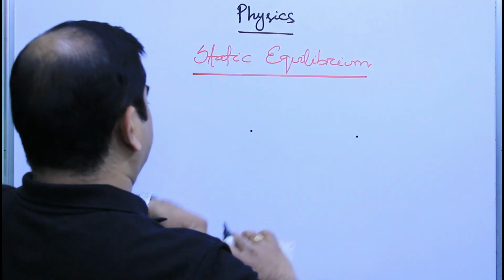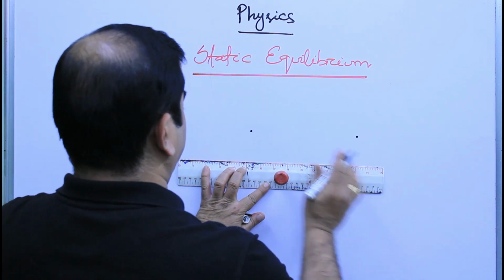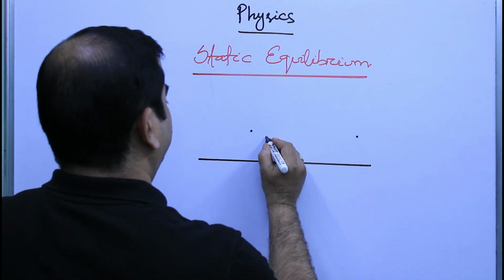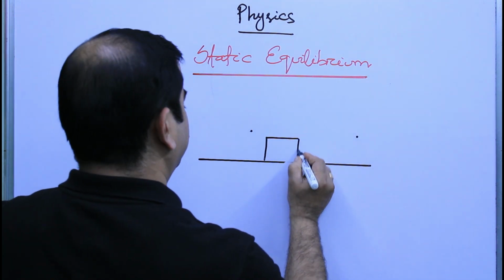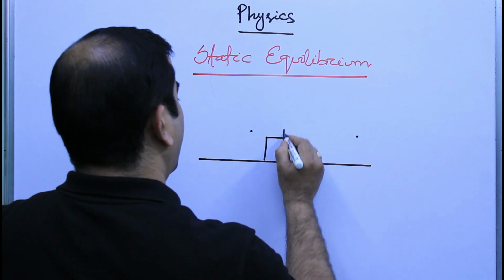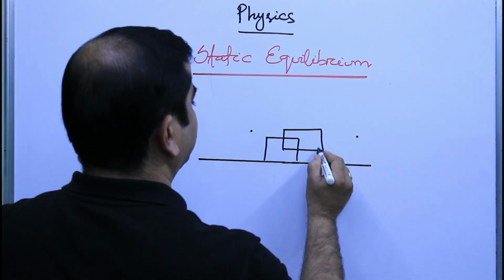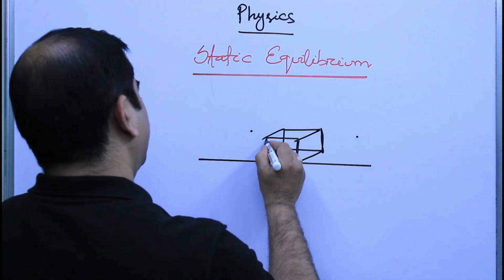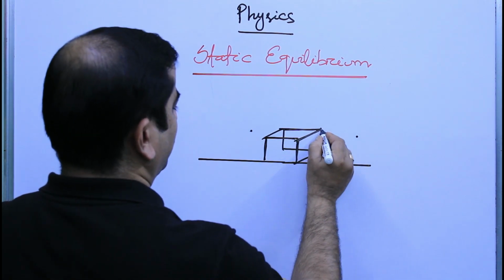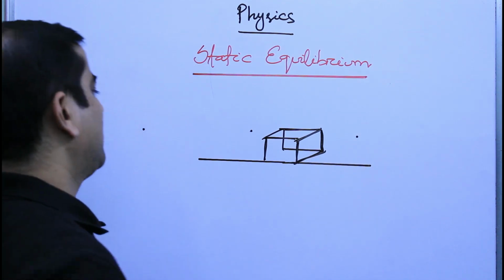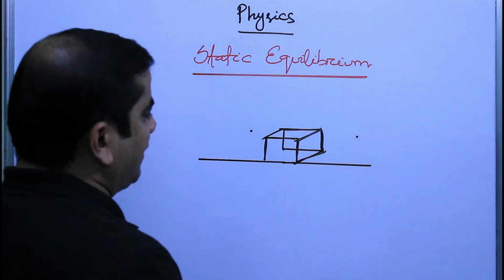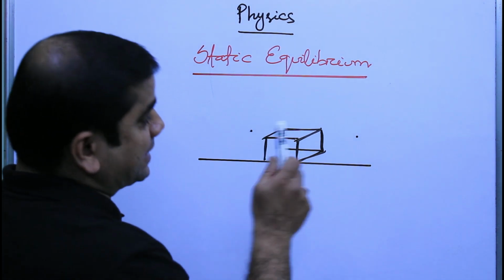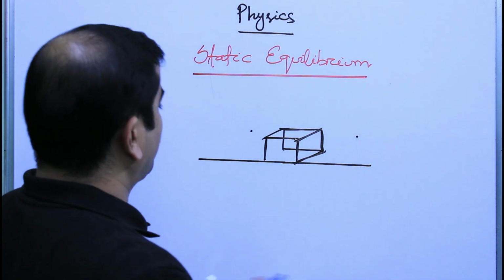Okay, a book is placed on a table. Suppose this is the surface of the table and let us have a book on it. Okay. Fine. Suppose this is a book lying on a table. Okay. So what happens over here? If we apply force towards right and towards left side of the book.